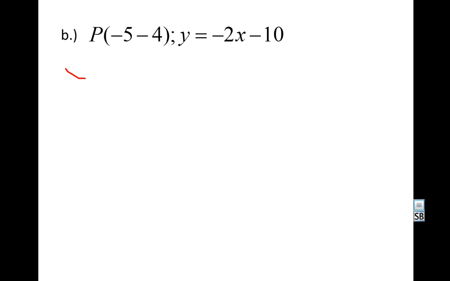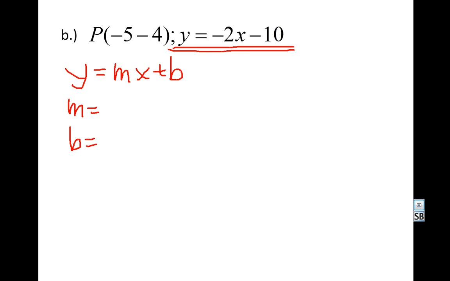Okay, so hopefully you started off by writing y equals mx plus b. That's always a good habit to get into. I don't know what my slope is. I don't know what my y-intercept is quite yet. But since I know that the equation of my line has to be parallel to this line right here, I know the slopes have to be the same. The slope of this line is -2. So the slope of my line has to also be -2 because they're parallel.